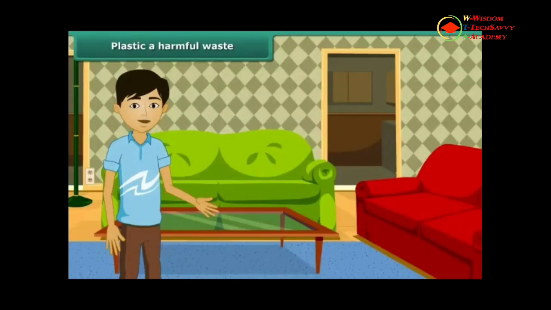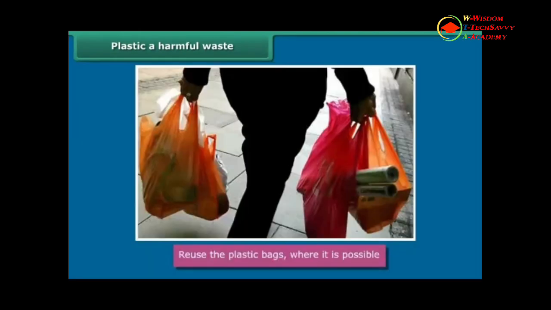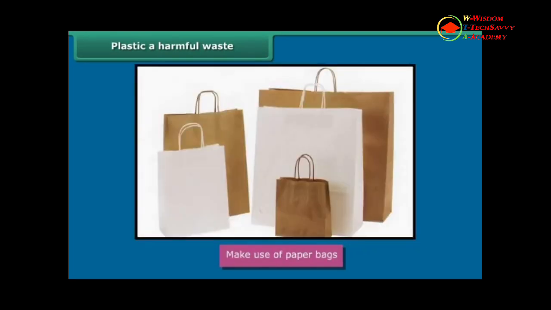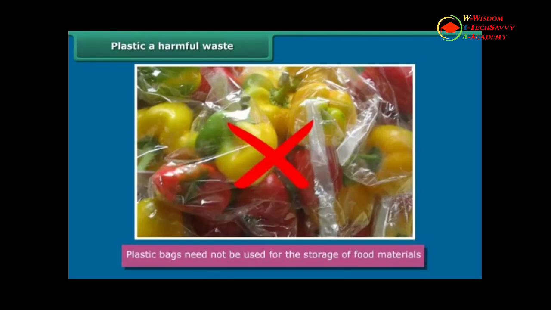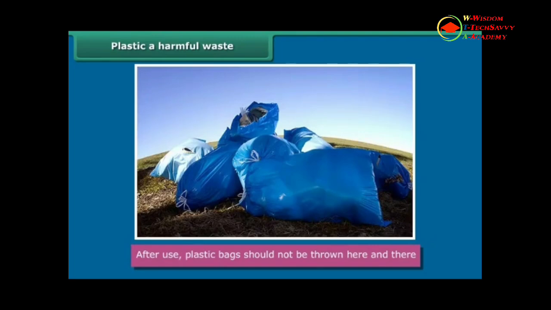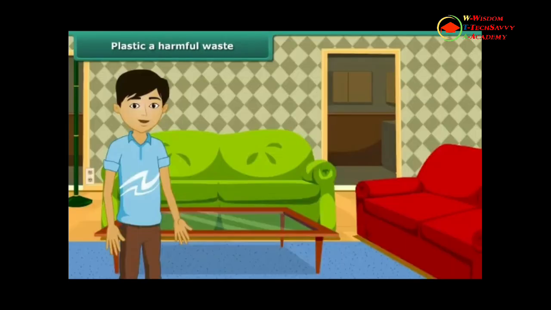We should follow the following methods during disposal of plastics. Stop use of plastic bags. If you use them, reuse the plastic bags where it is possible. Make use of paper bags. Use jute or cloth bags. Plastic bags need not be used for the storage of food materials. After use, plastic bags should not be thrown here and there. Burning of plastic bags is very harmful. We should also not use plastic bags for the disposal of kitchen waste.